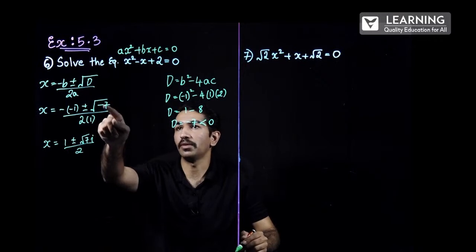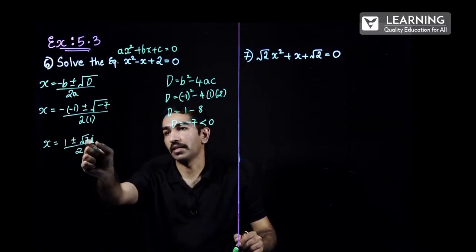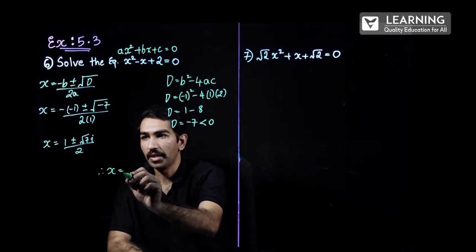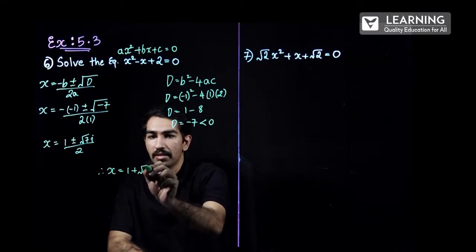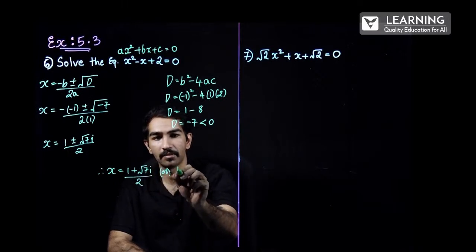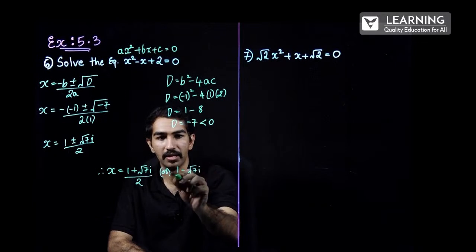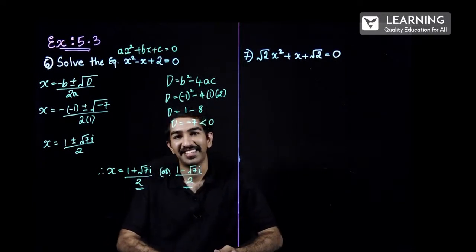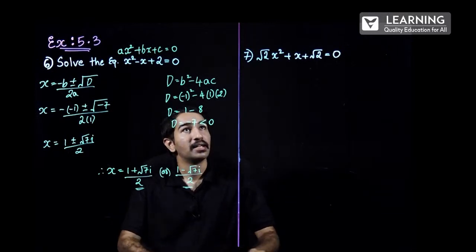So root 7 into root of minus 1. Root of minus 1 is written as i, root 7 as it is. So therefore, what are the roots here? x will be equal to 1 plus root 7 i, the whole divided by 2, or 1 minus root 7 i, the whole divided by 2. These will be our roots for the given quadratic equation. Alright, moving on to the next question, number 7.